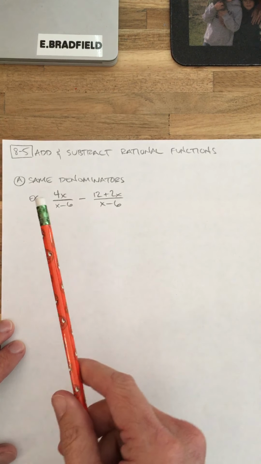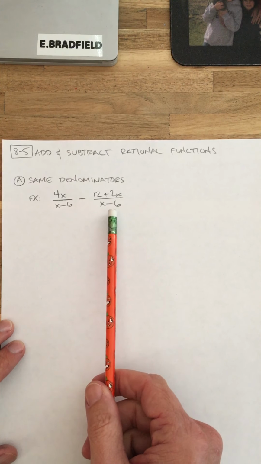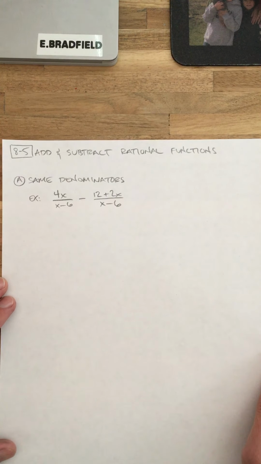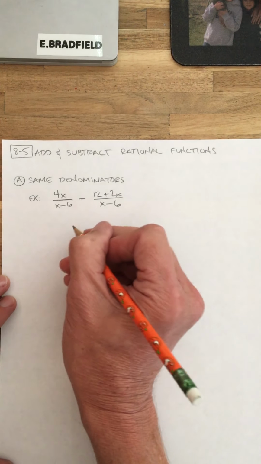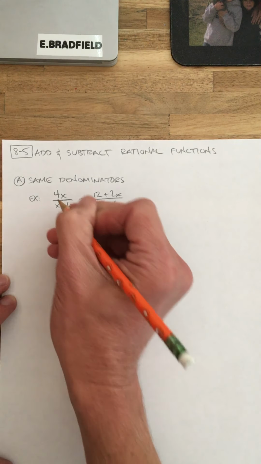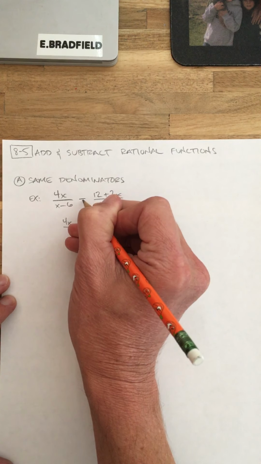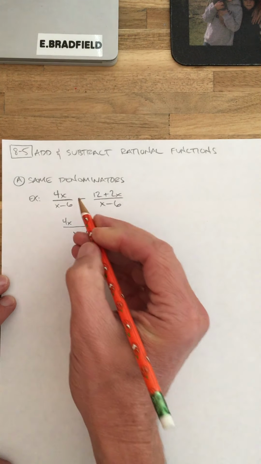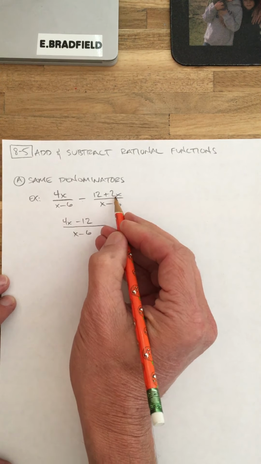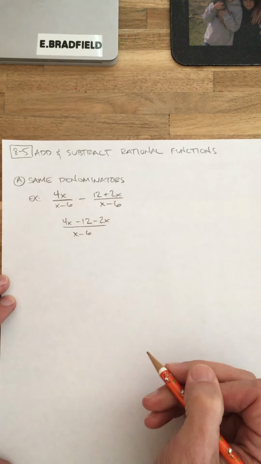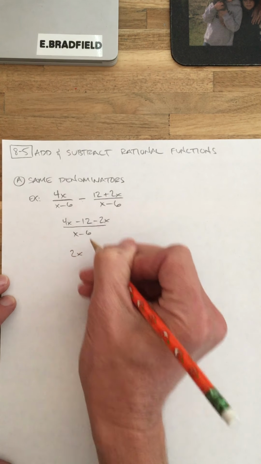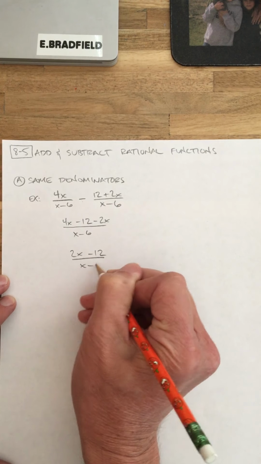Okay, so in this case, the denominator here is x minus 6. Here it's x minus 6. So we have the green light to add or subtract our fractions. So this is what I do. I make one denominator, that's x minus 6, okay? And then I have 4x. Now it's minus 12 plus 2x. So we're subtracting the 12, so minus 12. And we're subtracting a 2x, so minus 2x. All right, let's simplify that. We get 4x, take away 2x, that's 2x, minus 12 over x minus 6.